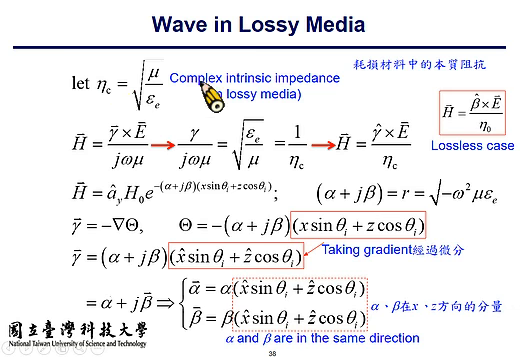So now we can define the intrinsic impedance in lossy medium. That is the square root of mu over epsilon sub E. Epsilon sub E is a complex number. Of course, mu can be a complex number as well. What kind of material will have a mu as a complex number?